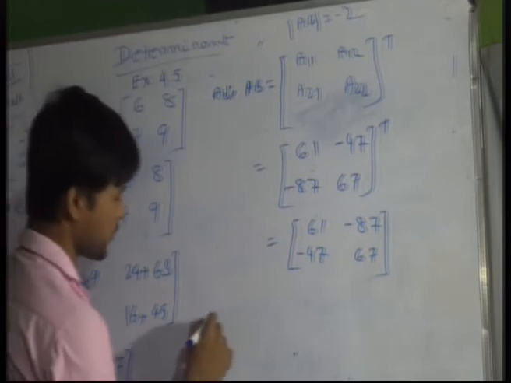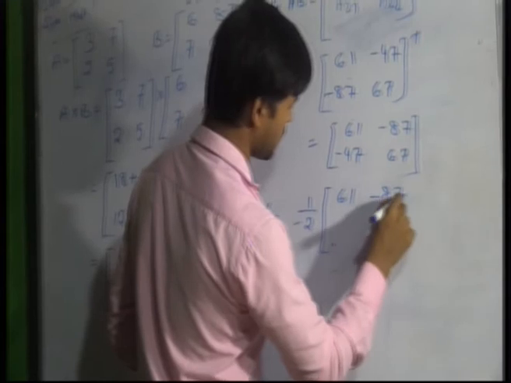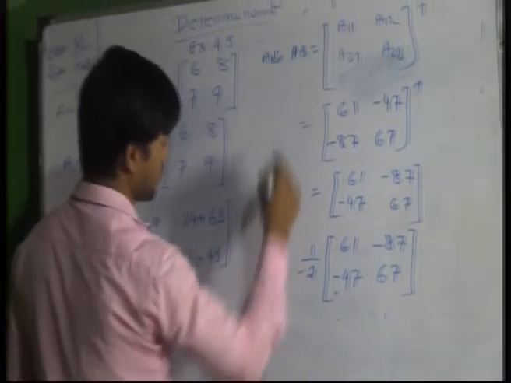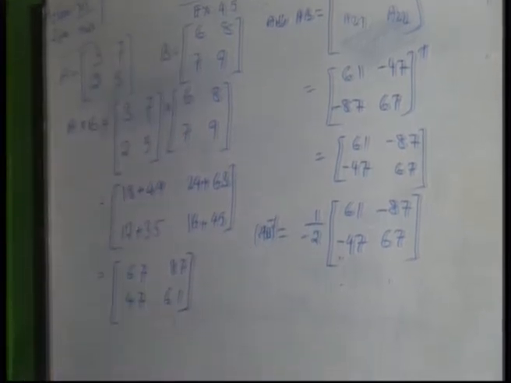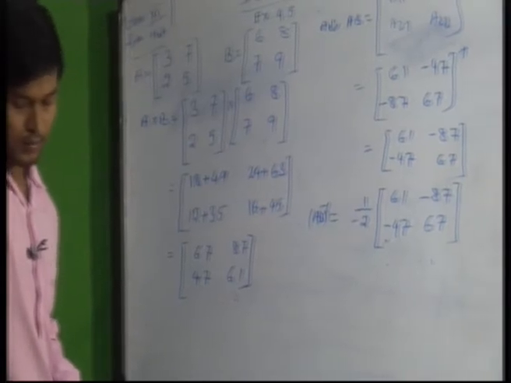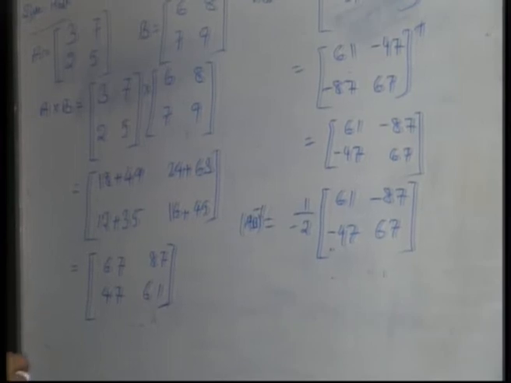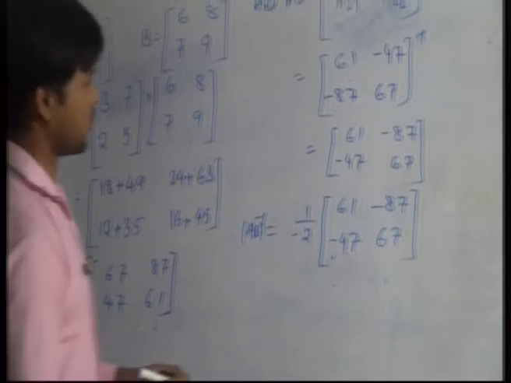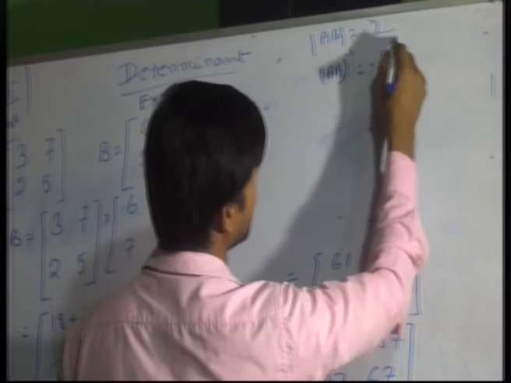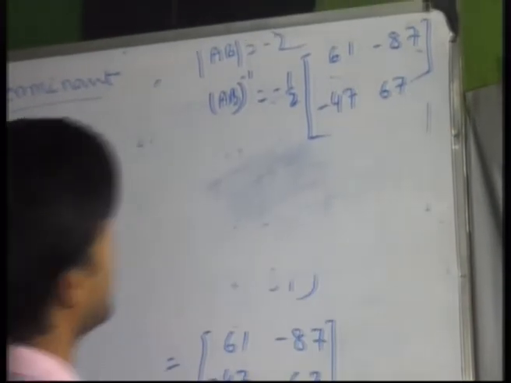So calculate the inverse. AB inverse is equal to 1 by minus 2 into this matrix, 61 minus 87 minus 47 and 67. So this is AB whole inverse, which is equal to minus half of 61 minus 87, then minus 47 and then 67. Okay, this is AB whole inverse. Now calculate B inverse into A inverse. Okay, let's write the result here. AB whole inverse is equal to minus half matrix of 61 minus 87 minus 47 and 67.